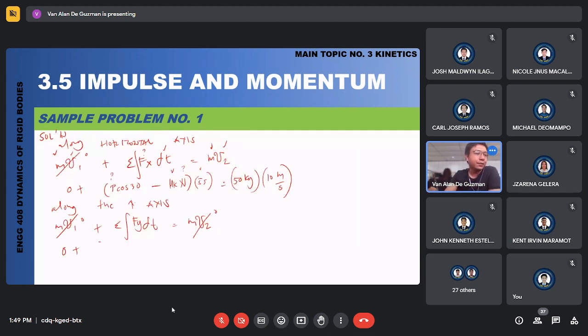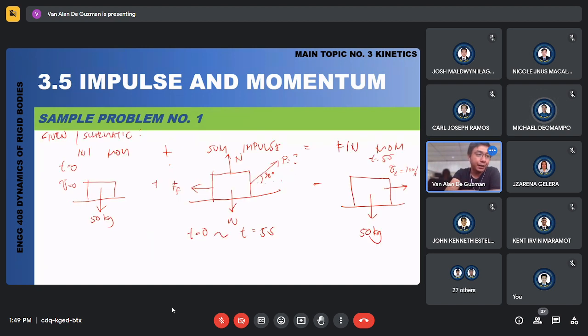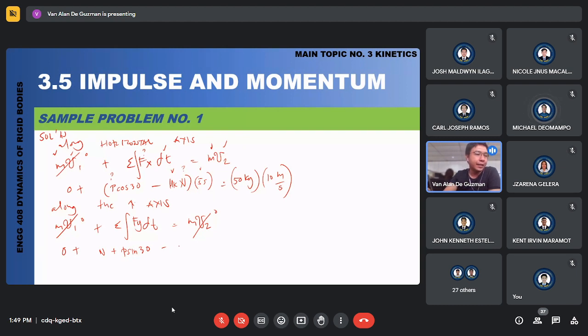So 0 plus this one. Summation ng f of y natin, we have, unahin natin with N, N plus, pataas din na ating P, so P sine 30. Okay, very good. Minus yung ating weight, kasi pababa na po siya. And ano po yung value niya? That is mass times acceleration due to gravity. 50 kilogram times 9.81 meter per second squared.